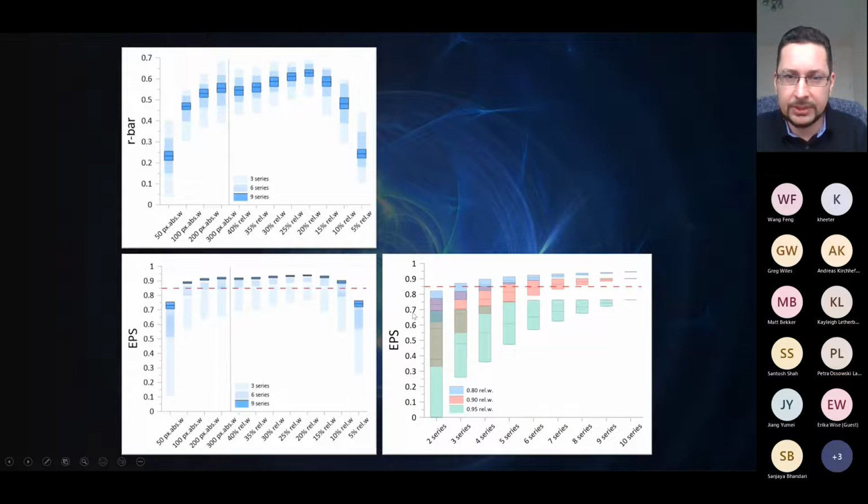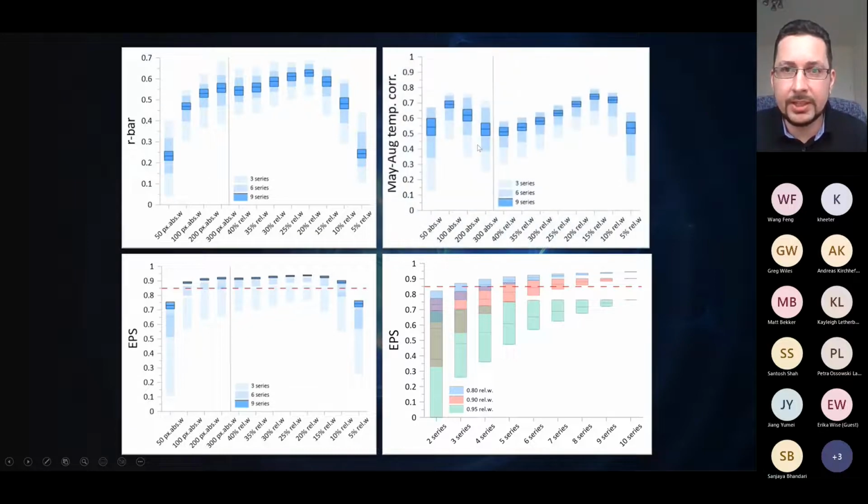So we can express the EPS in relation to the number of series that we have. Here are just 3 common settings: 80 in this case is 20% relative width, 90 is 10%, 95 is 5%. Again, with just a few series we can get up to 0.85, but it's really this area around here, with 80%, or 20% of the radial width, where we have the strongest signal and we need the fewest series to get a representative chronology.